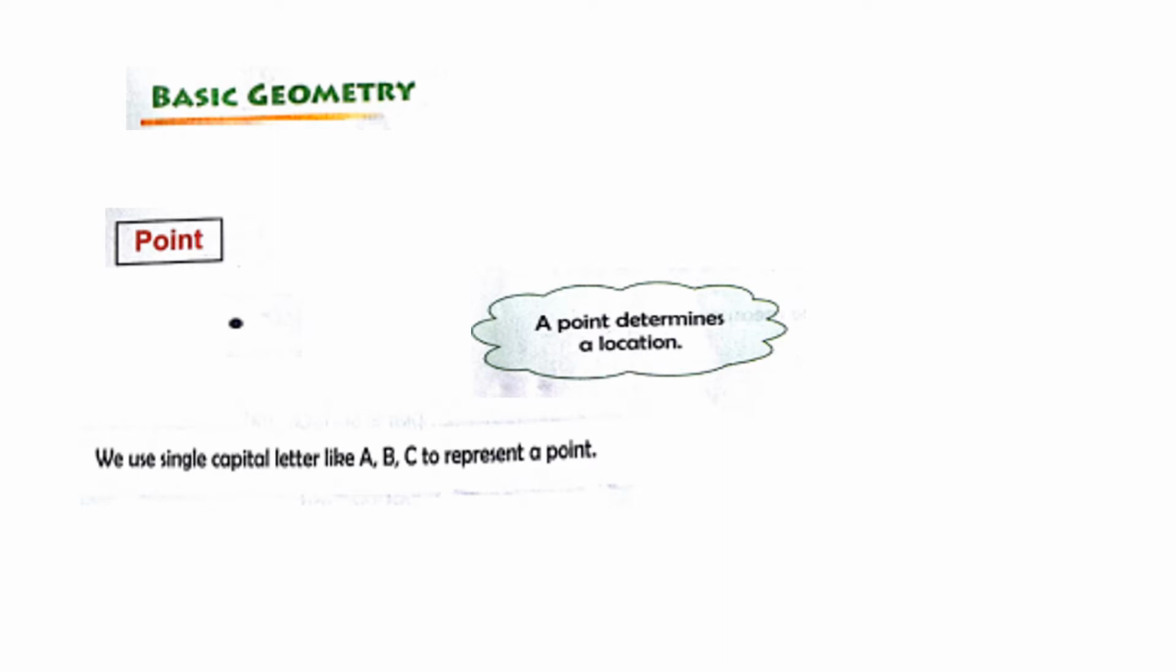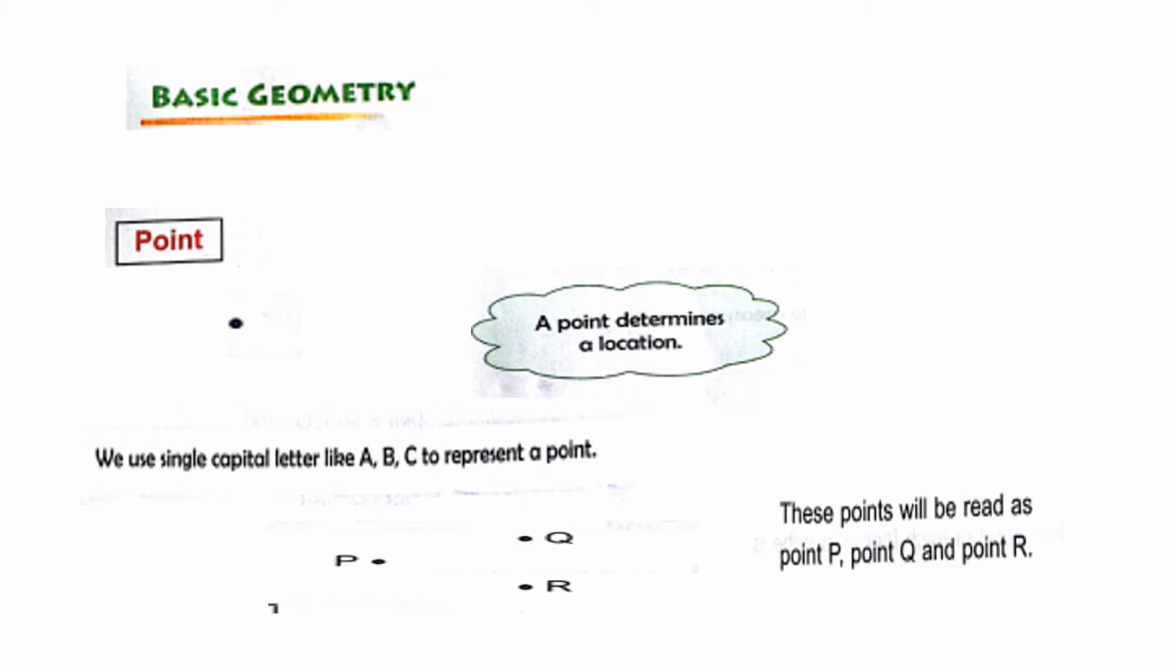We use single capital letters like A, B, C to represent a point. These points will be read as point P, point Q and point R.